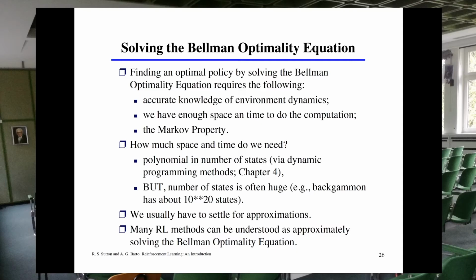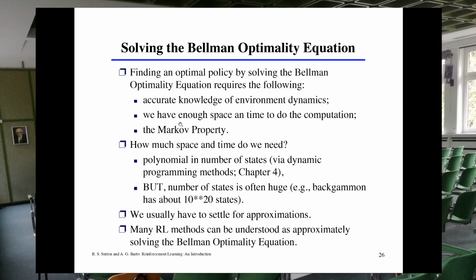So, solving the Bellman Optimality Equation. Finding an optimal policy by solving the Bellman Optimality Equation requires accurate knowledge of the environment dynamics. We will see in the next chapter how we can solve these Bellman equations if we have the model of the environment. If you want to solve it completely perfectly, you will need to have this model of the environment, these dynamics. If not, you can only expect to approximate the solution.